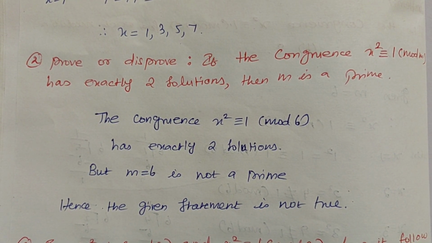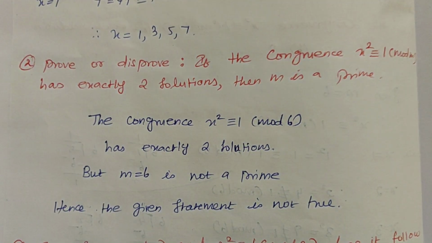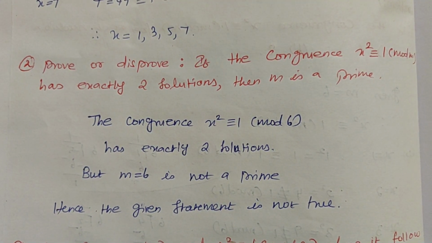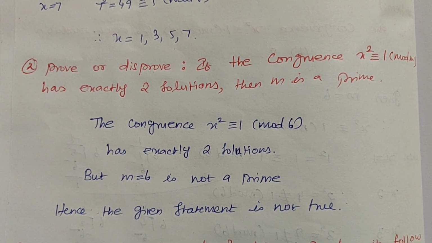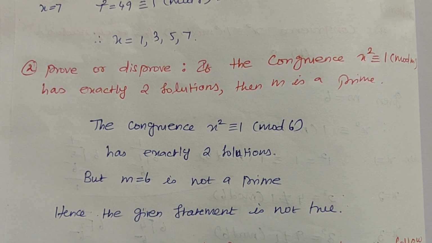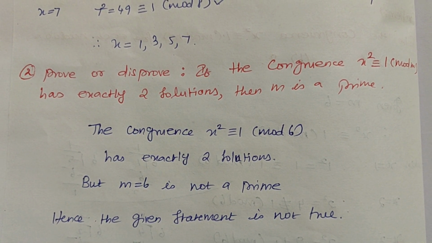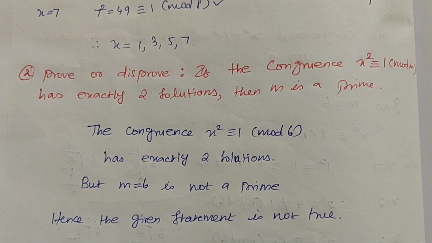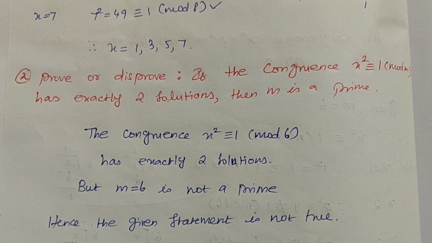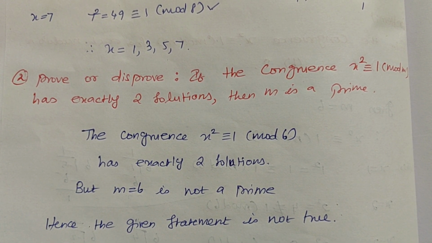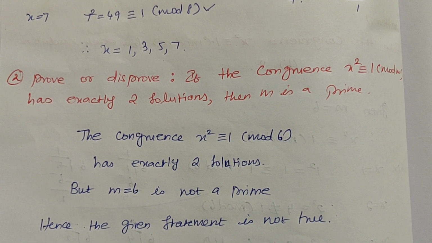Now let us move on to the second problem. Here they are asked to prove or disprove: if the congruence x squared congruent to 1 mod m has exactly two solutions, then m is a prime. We already showed that the congruence x squared congruent to 1 mod 6 has exactly two solutions, that is, the solutions are 1 and 5. But m equal to 6 is not a prime. Therefore, the given statement is not true.